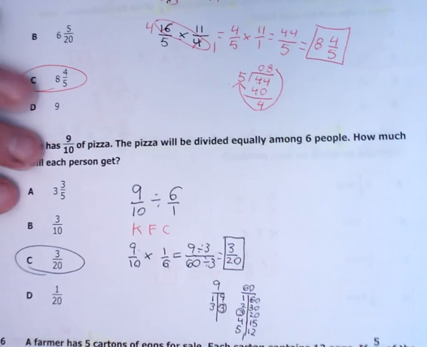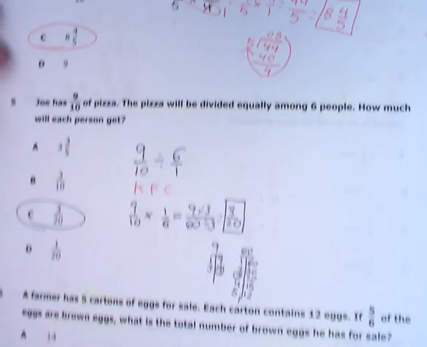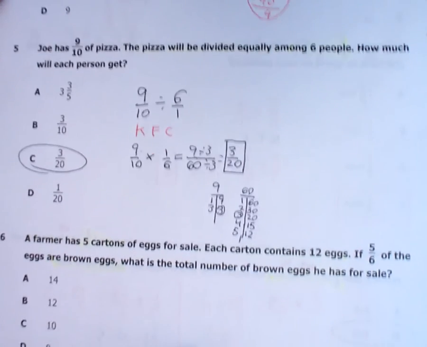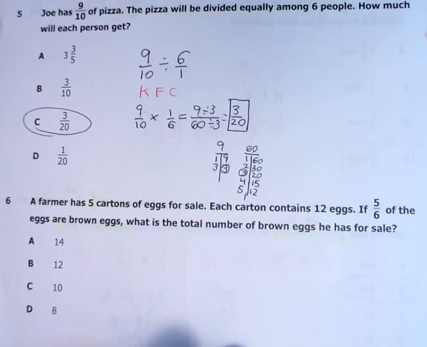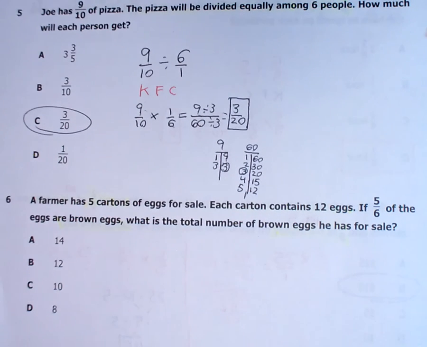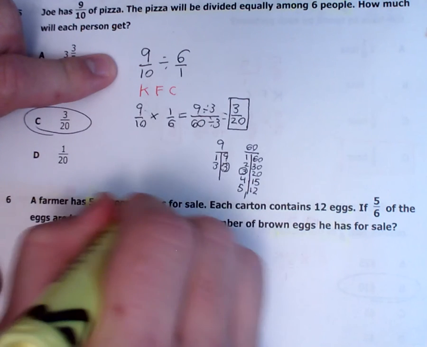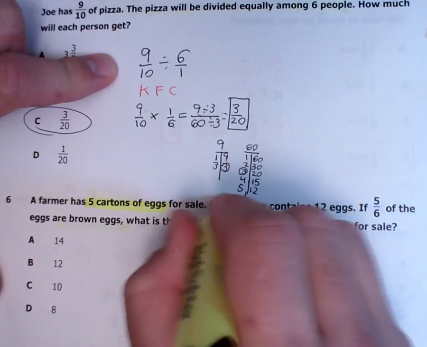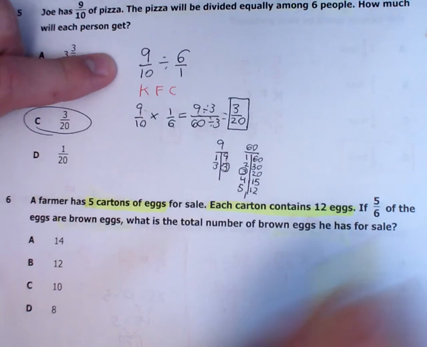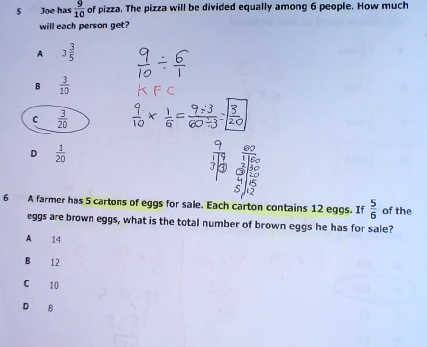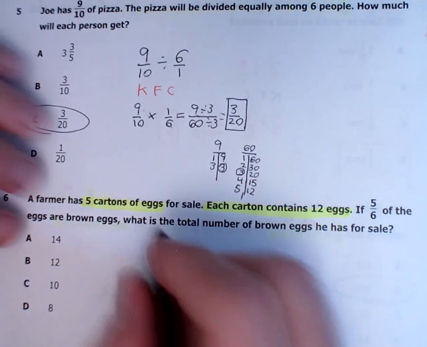I'm going to move it down a little bit. I'll keep number 5 in there. All right, a farmer has 5 cartons of eggs. This one was a lot harder for a lot of people. So it has 5 cartons of eggs for sale. Each carton contains 12 eggs. All right, first things first, we're going to need to know the total amount of eggs. So if there's 5 cartons of 12, of means multiply, 5 times 12. So 5 times 12 is 60. So 60 eggs.